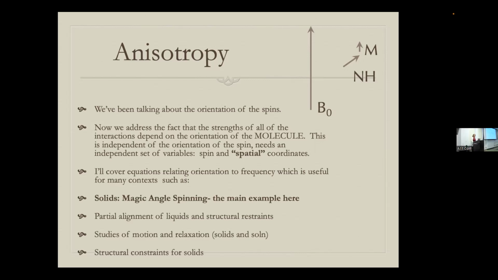So the equations we're going to talk about, I just mentioned here, besides magic angle spinning, you might do experiments where you have a liquid, but it's partially aligned. It has a preferred orientation in space. You might have dynamic studies. I think you guys do a lot of dynamic studies. And also anisotropy is a crucial underlying driver of many of our structural constraints for solid state NMR.